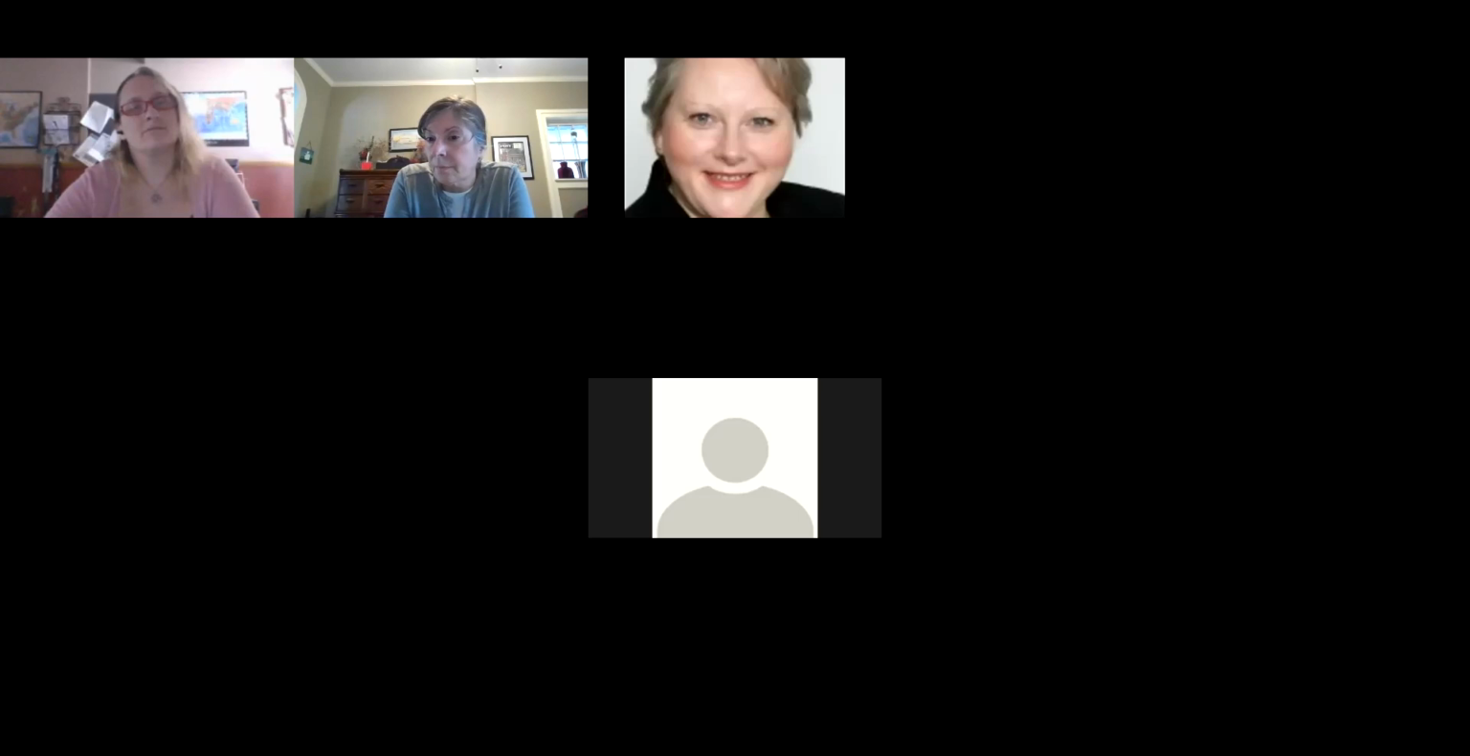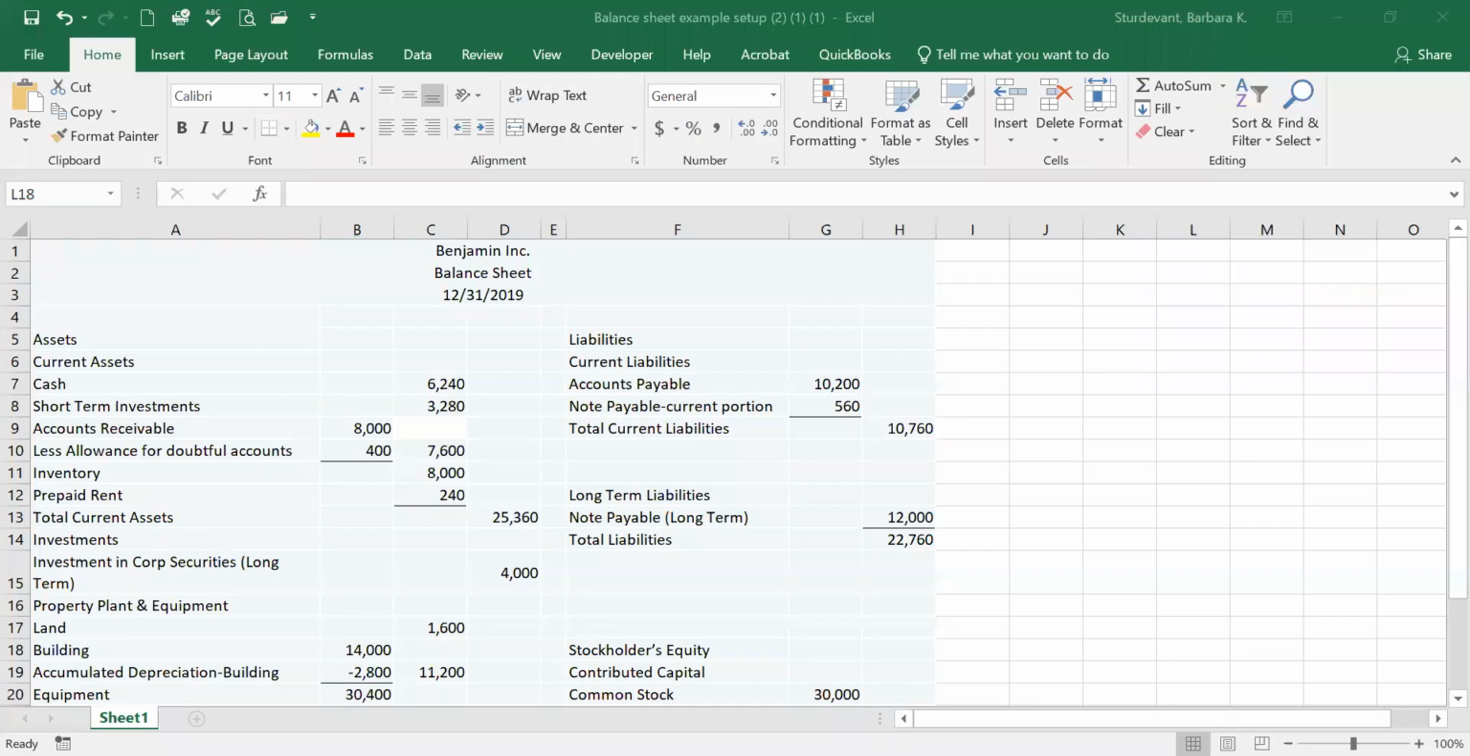So here is just a real simple example, and this is on Venko, of how you would set it up. And this is the setup that I am requiring. So you can see that I use 3 columns.